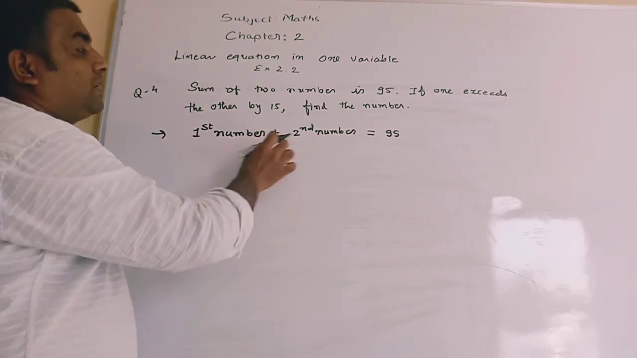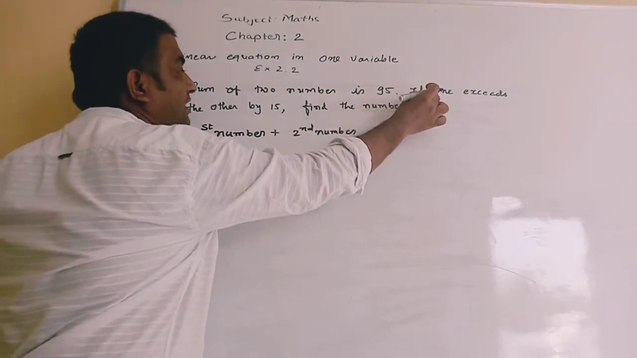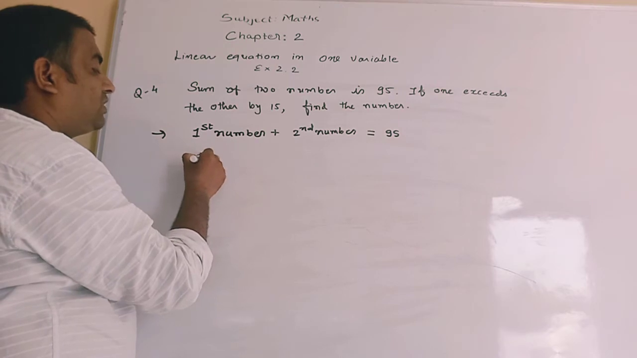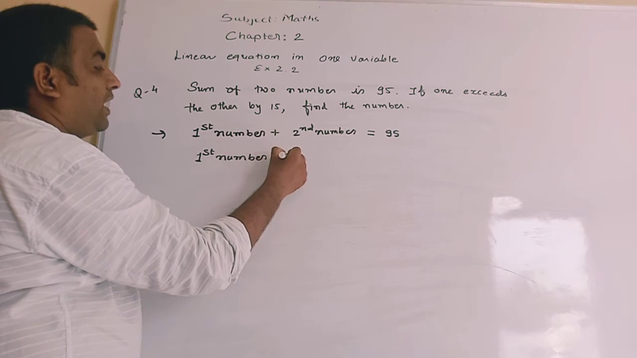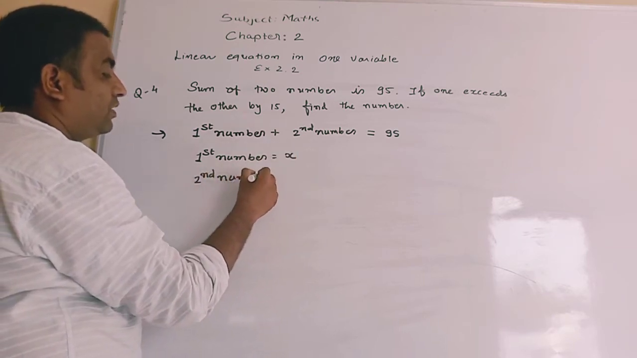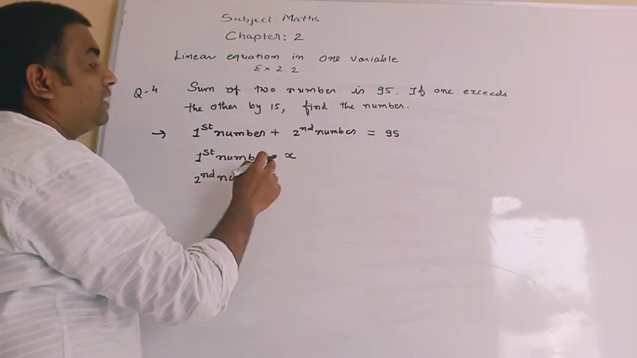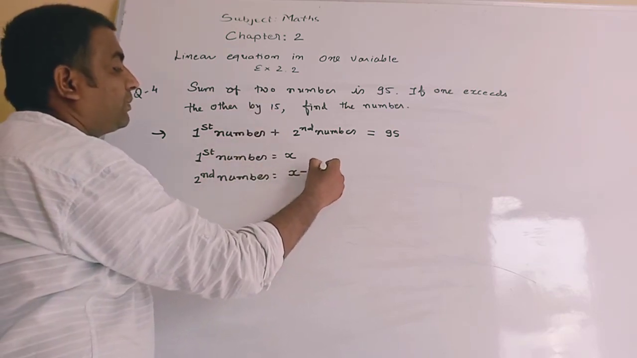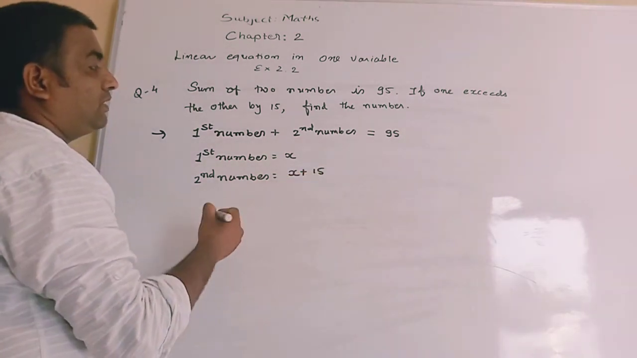Now we have first number and second number. A relation must be there because both are unknown. So in the second sentence it is given that one exceeds the other by 15. So first number equals x, and second number: it is said one exceeds the other by 15, so second will be 15 less, x minus 15, or we take x plus 15.